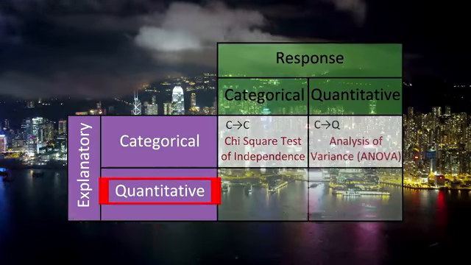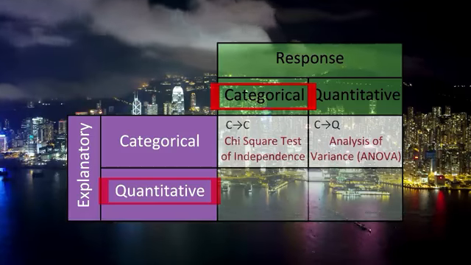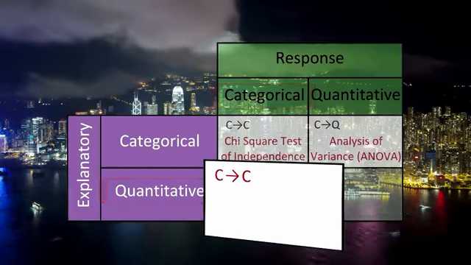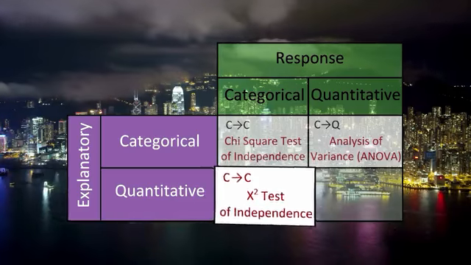The chi-square test of independence is an inferential tool which examines the relationship between two categorical variables. If you have a quantitative explanatory variable and a categorical response variable, for the purpose of this course, we encourage you to categorize the quantitative explanatory variable and use the chi-square test of independence to examine this type of association.